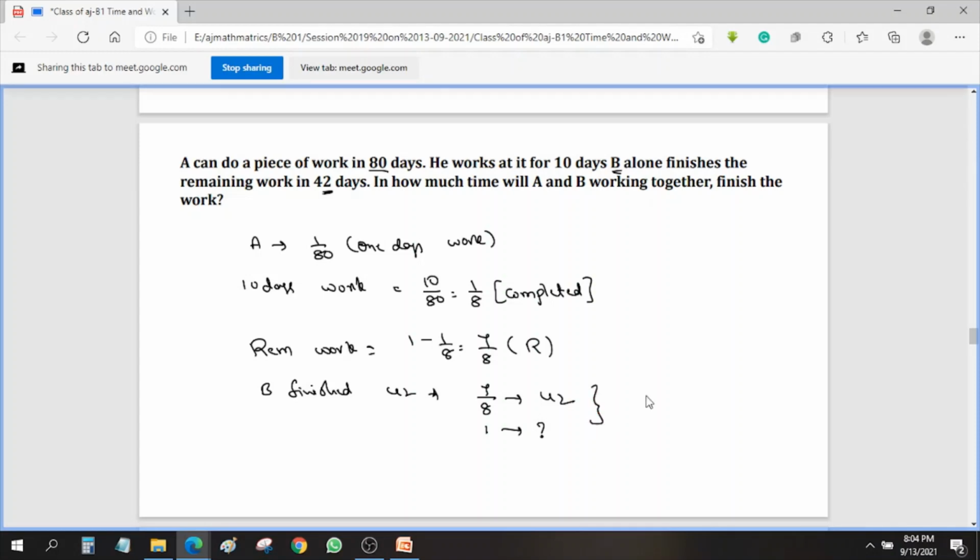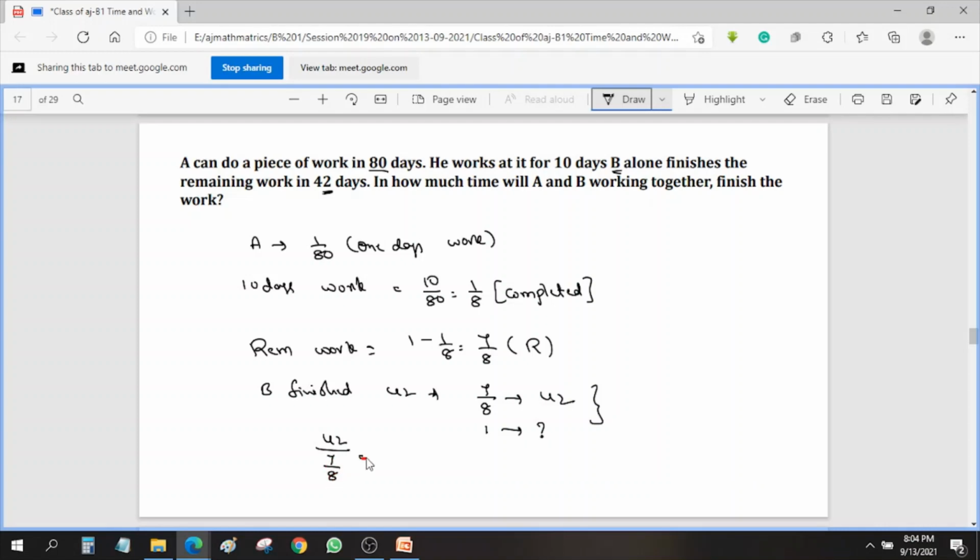Now again you'll use the cross multiplication method. So 42 by 7 by 8, that is 42 by 7 into 8. So 7 sixes are 42, which means 48 days. B alone can do it in 48 days. So A's 1 day's work is 1 by 80 and B's 1 day's work is 1 by 48.